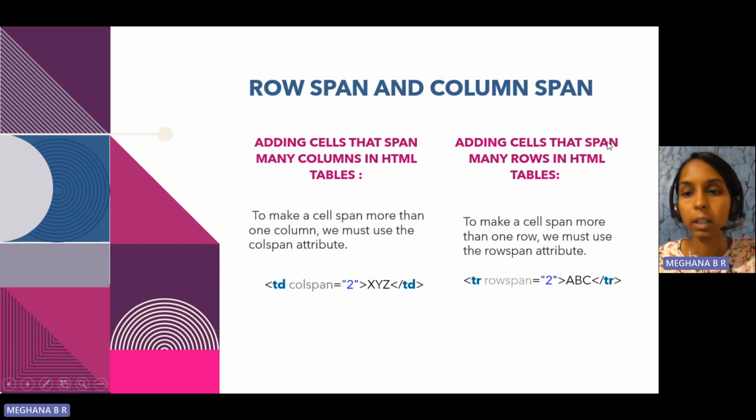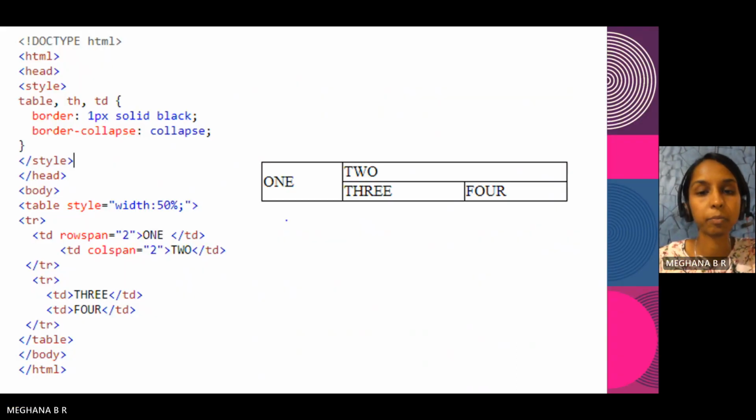Then adding cells that span many rows in the HTML table. To make a cell span more than one row, we must use the rowspan attribute. So the rowspan attribute spans two rows. This is the syntax for rowspan and colspan. We'll see the code for this and one example.